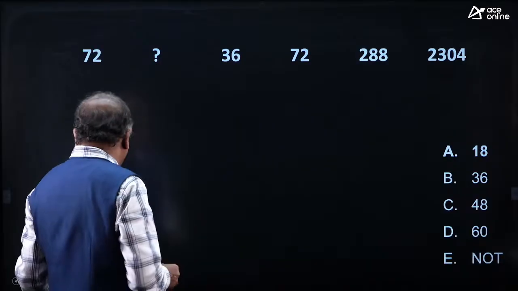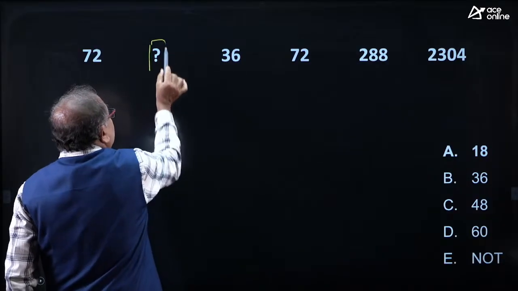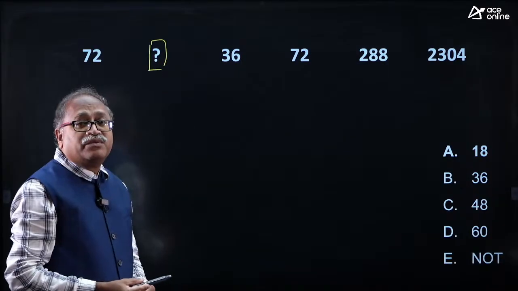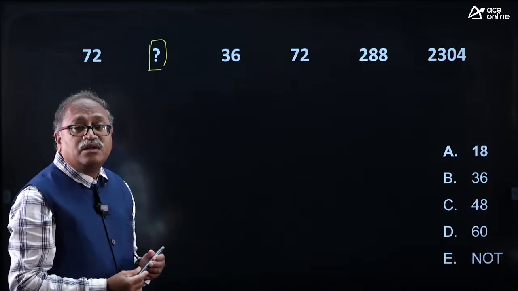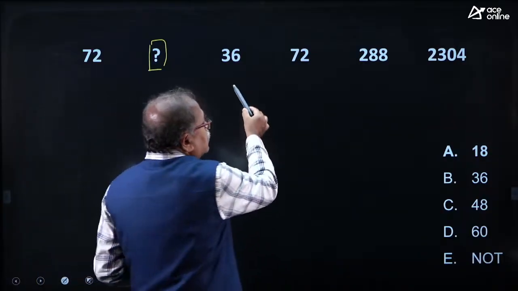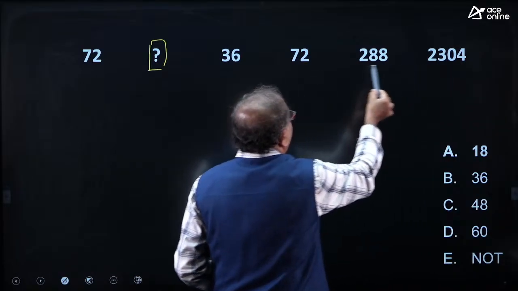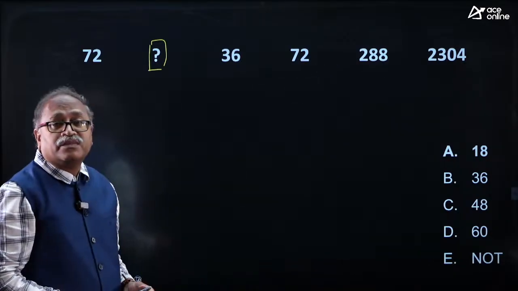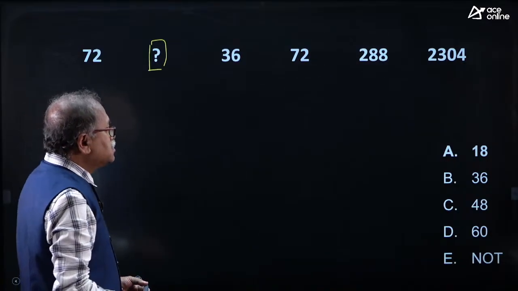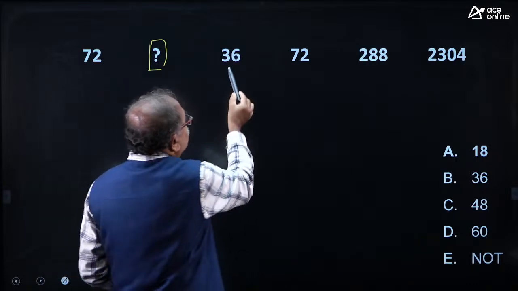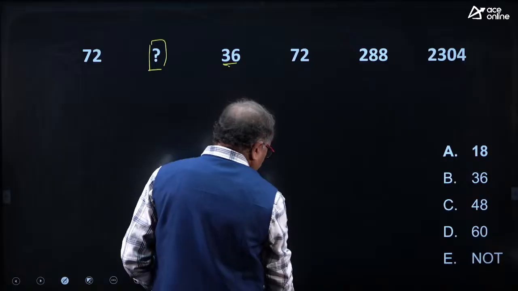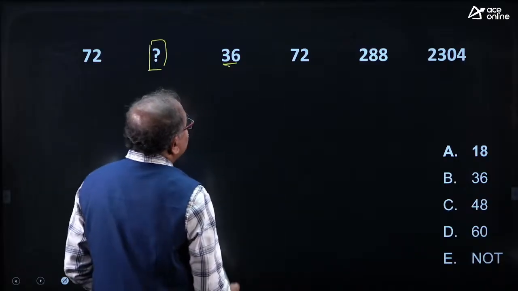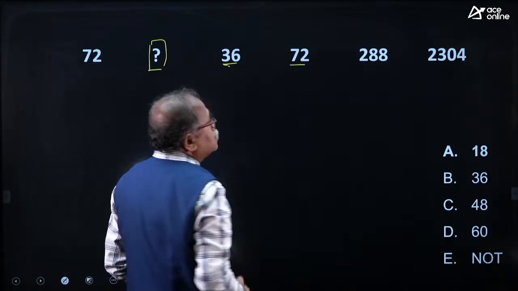Look at this one, we have the question mark in the middle. Whenever the question mark is at the beginning or somewhere in the middle, we have to check the relation from the remaining numbers. What I am understanding is, from here 36, if I multiply this by 2, I will be getting 72.